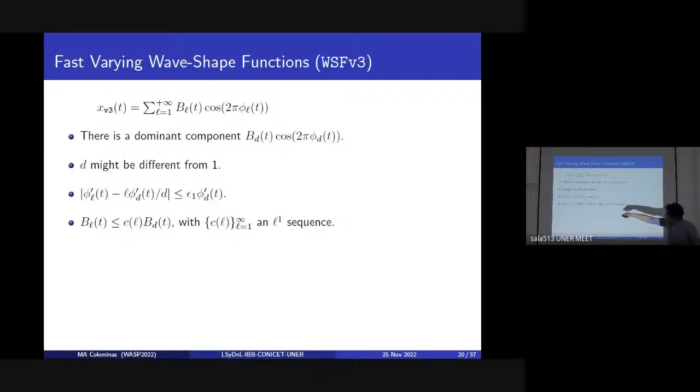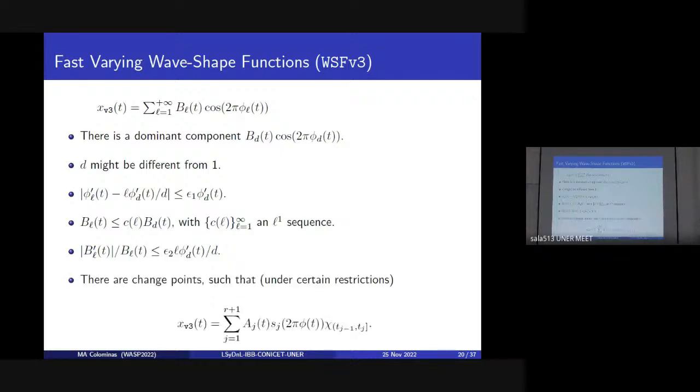Now it is the dominant harmonic that will be bounding the rest of the harmonics through an L1 sequence. Again, the bars go in the denominator. And here, instead of the fundamental frequency, we have this dominant frequency divided by D. And the basic idea, I hope not to be too complicated right now, is that there are change points. There are specific change points where this B, other than the dominant, can change quite fast.